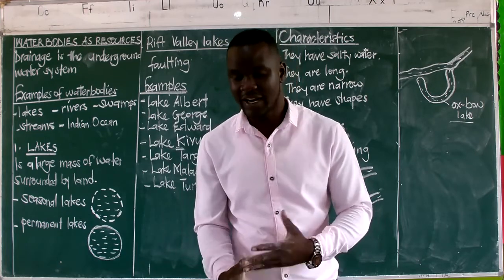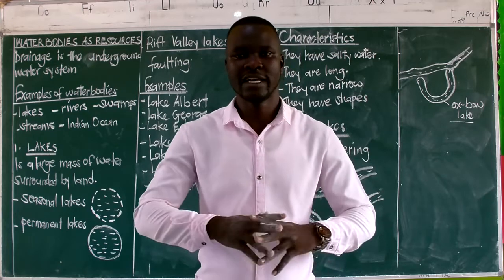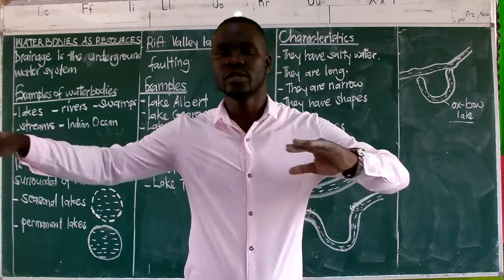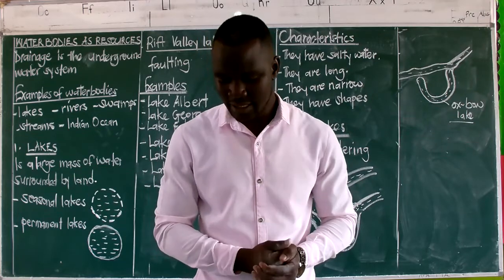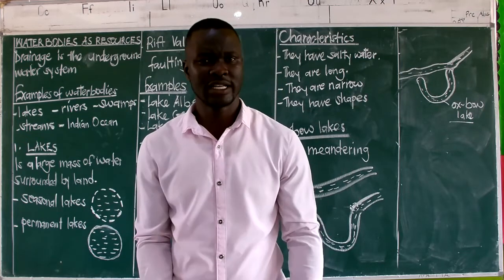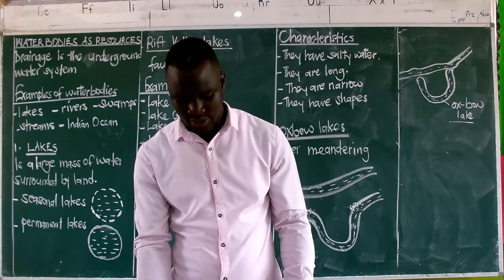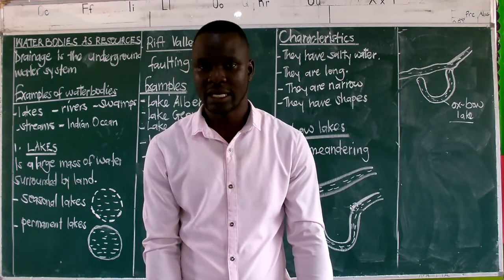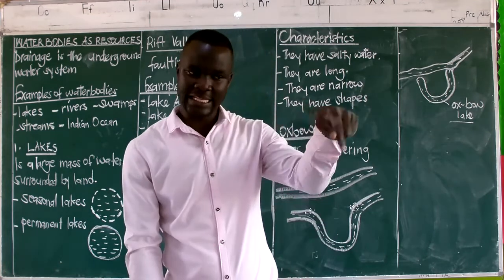And also floods. Sometimes when too much rain comes, you find the water level increases and the water goes to the nearby communities. That is what we call flooding, causing floods. It becomes a problem to those people. And also there is drowning. Some people can also drown in these water bodies. So it becomes another problem. And then we have problems that lakes face.